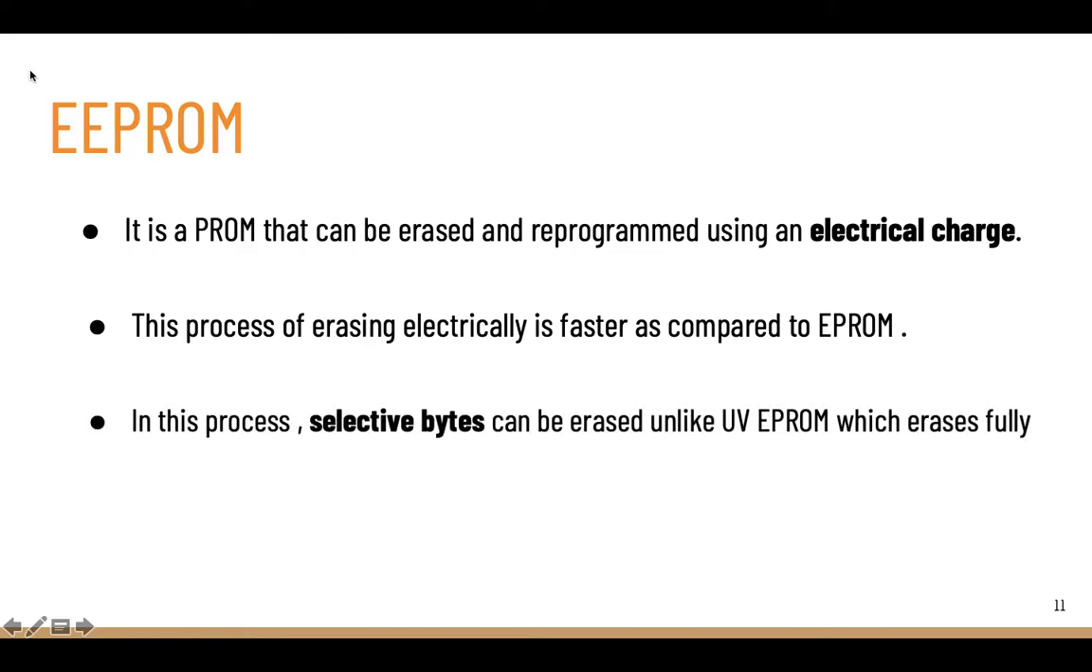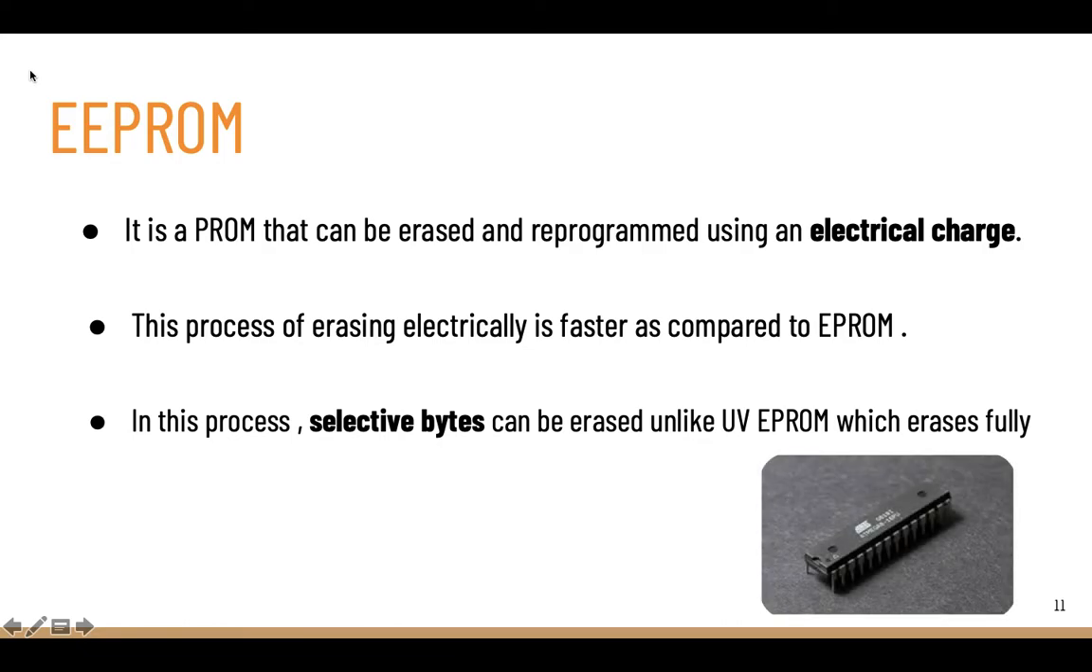In this process, selective bytes can be erased, unlike UV EEPROM, which erases fully. In case of UV EEPROM, we have to erase the entire chip even if there is a small mistake. But in case of electrically erasable EEPROM, we can erase selective bytes also. Therefore, it is better as compared to UV EEPROM. This is how EEPROM looks like.